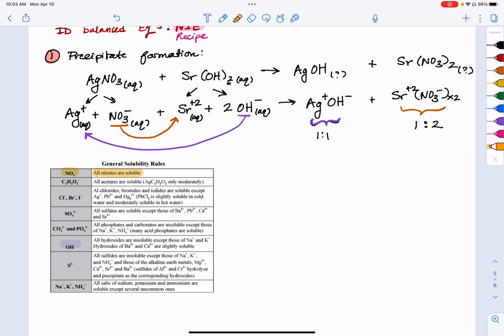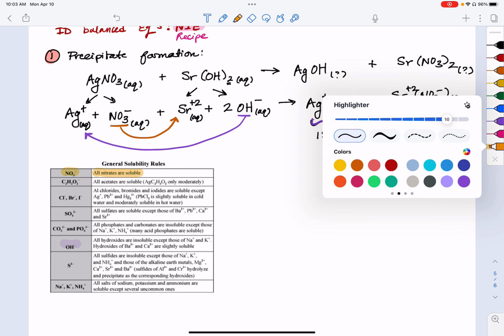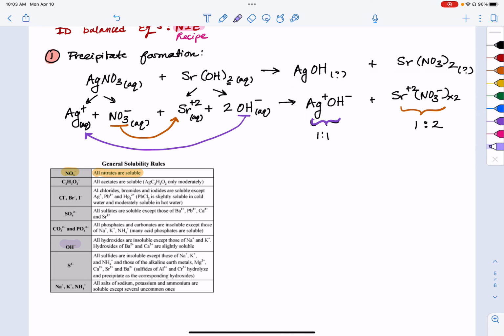So we've got the fact that nitrates are soluble and hydroxides are insoluble unless we've got some of our group 2 metals with them. Meaning that my strontium nitrate product is going to be aqueous. And my silver hydroxide is going to be forming an insoluble solid precipitate. So PPT or solid.